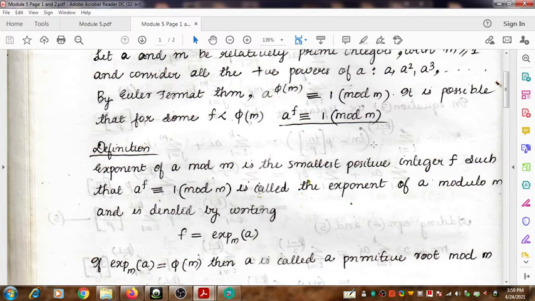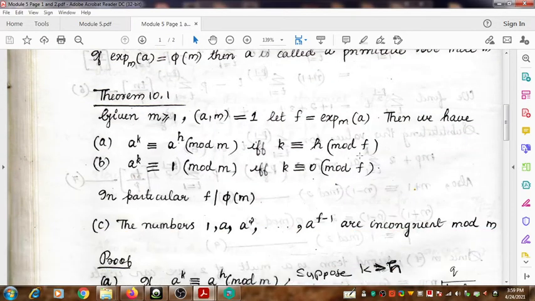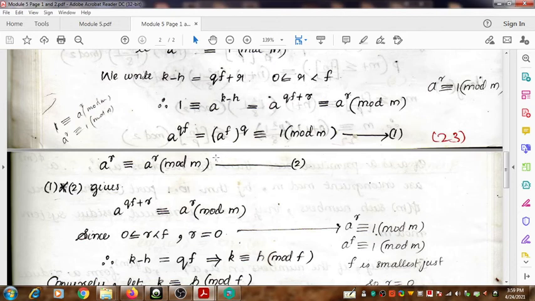So when we multiply these q expressions, it is a raised to f into a raised to f and so on, q times, which is congruent to 1 into 1 into 1, q times. That product will be 1, modulo m. Finally we get a raised to qf, which equals a raised to f the whole raised to q, congruent to 1 mod m. So I have explained the steps behind writing this expression.